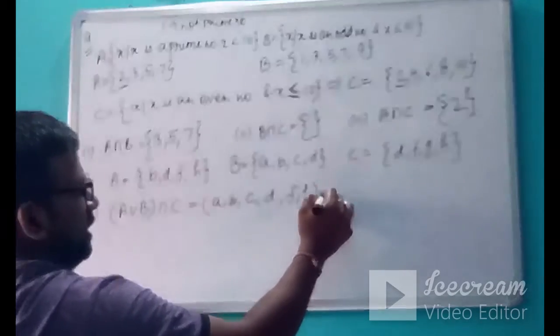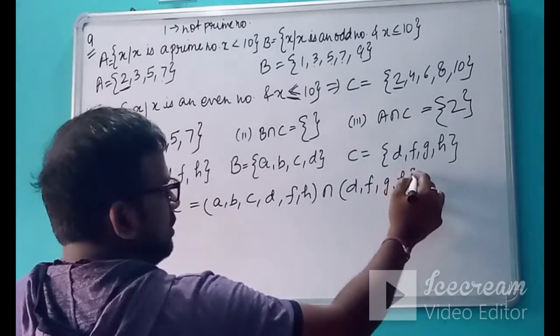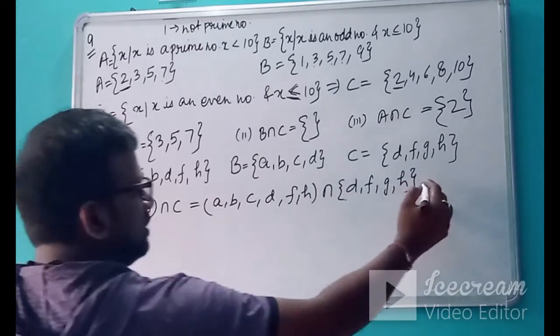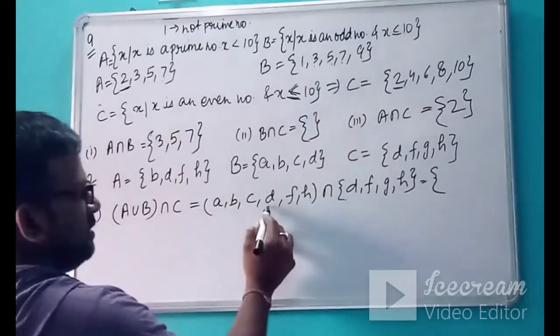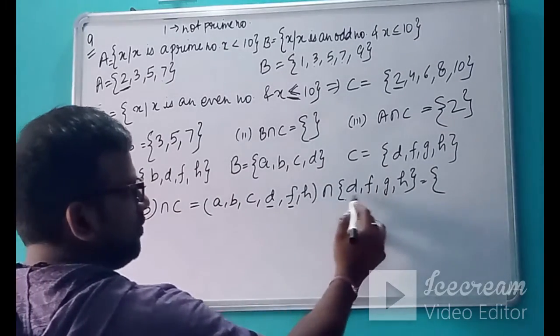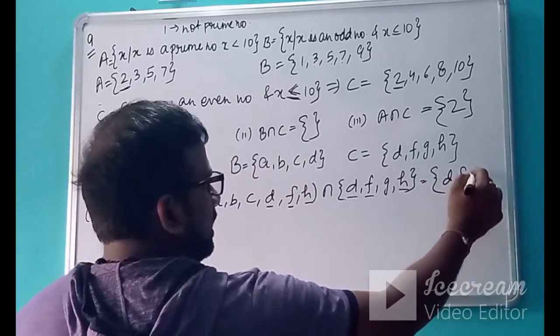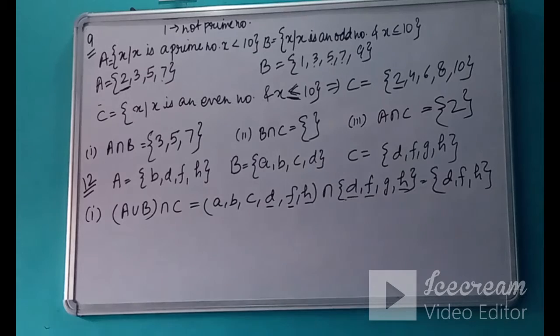Intersection C. So what will our answer be? The answer will be all the common elements, that is D, F, H. So it is D, F, H. Okay, like this.